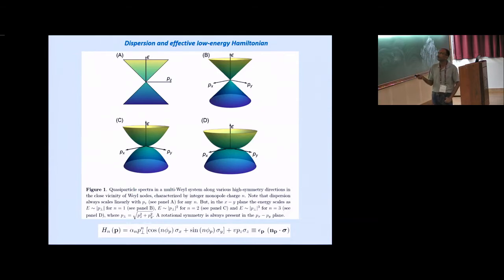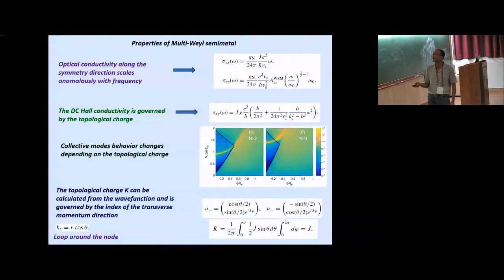However, perpendicular to the symmetry direction, it's a quadratic or a cubic touching of bands. So the main point here is that there are several properties of this multi-Weyl semimetal which distinguish them from Weyl semimetals. And one of them is that the topological charge, or the topological winding number, of these Weyl nodes is just this J, which is the index, the power at which the energy goes to zero from the transverse direction when you approach the crossing point.